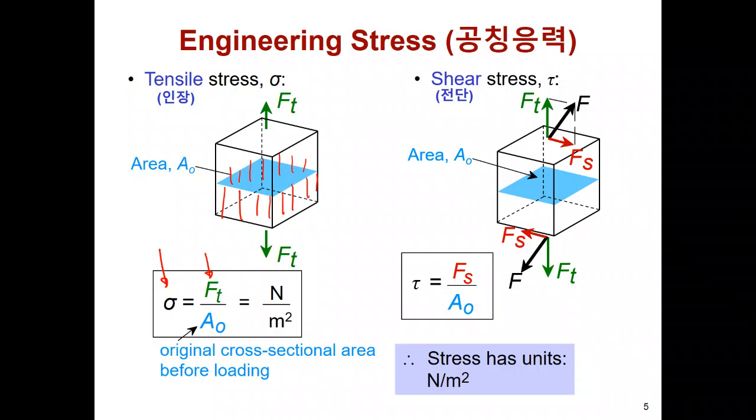However, when you change the force's direction to the shear direction, or tangential direction to the surface, we say these forces act as shear forces. When you divide these forces by the cross-section area, the stress is called the shear stress. So tensile stress is the normal direction to the cross-section area. Shear stress is the tangential direction to the cross-section area.